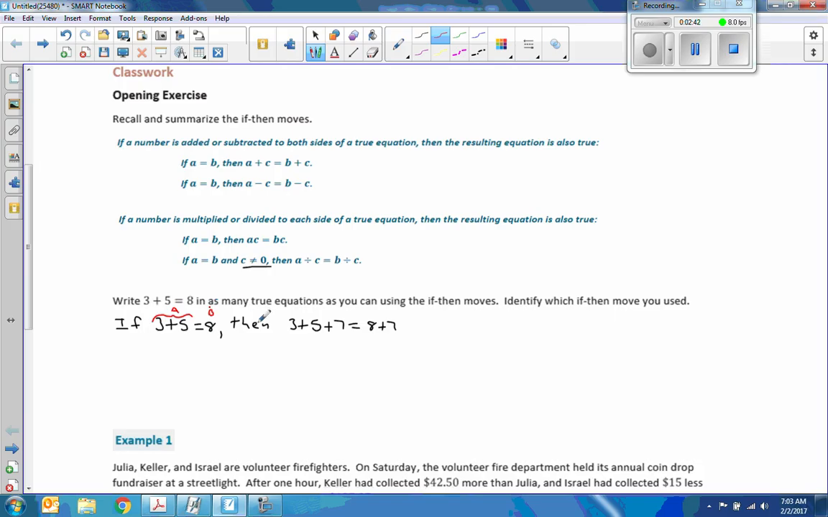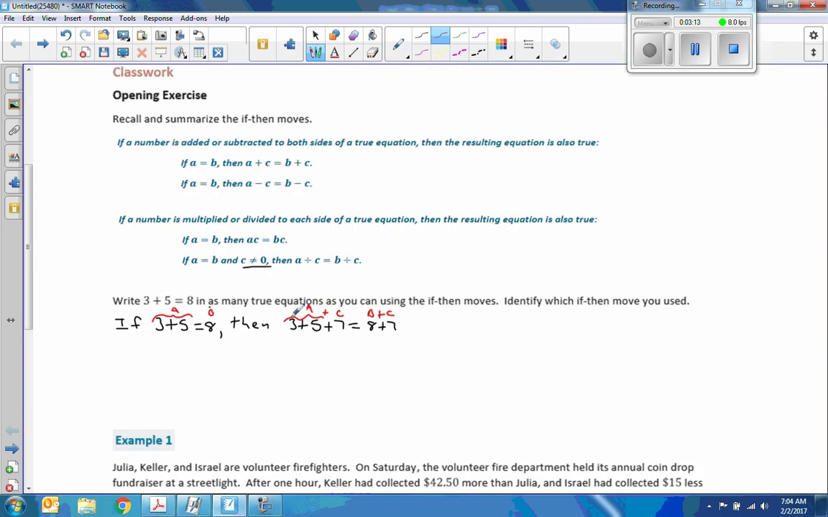Alright? Then A plus C equals B plus C. So that's all we're saying right here. That's what we're doing. We're adding a C. C is 7. So if A is 3 plus 5 and it equals B, which is 8, then A, 3 plus 5 plus some C equals that B, which was 8, plus that same C, 7. And that is definitely true.